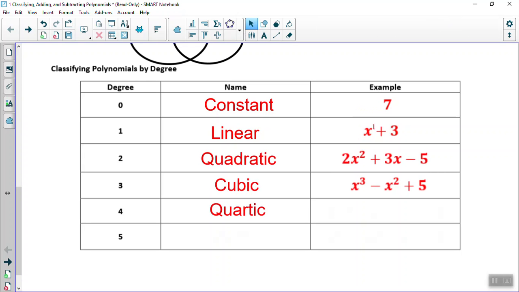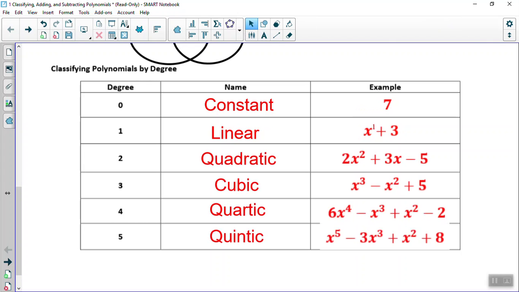Okay. Fourth degree, we often will call quartic. Okay. And then fifth degree, we often call quintic, and can look something like that. Anything beyond that, we just name it as the 6th or 7th or 8th degree, or so on. So we only have specific names up through the 5th degree.